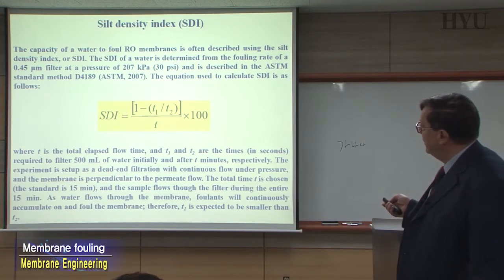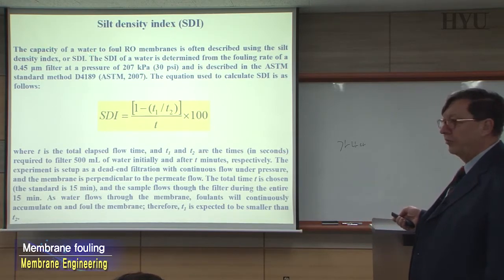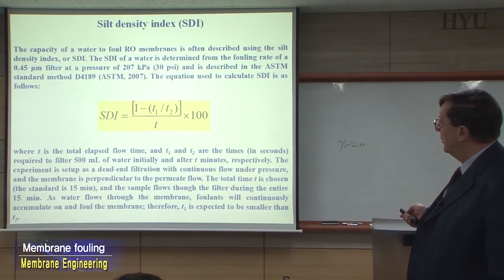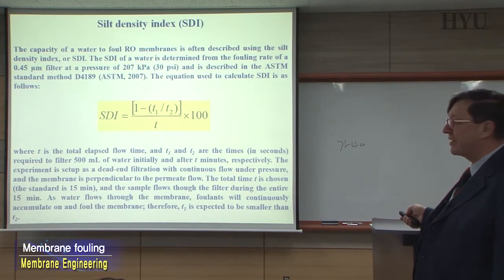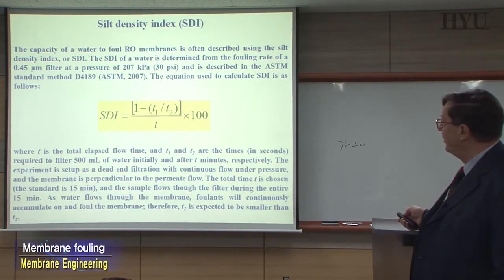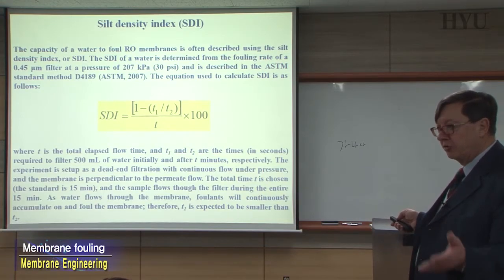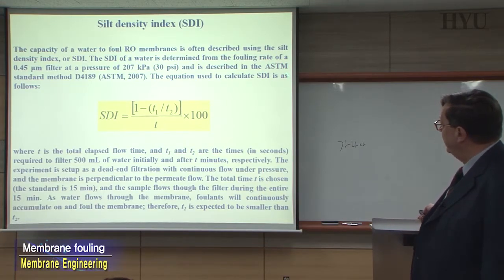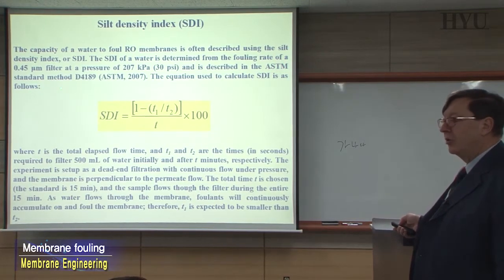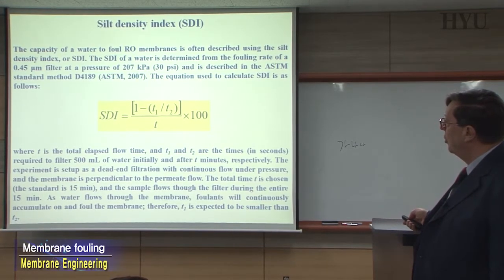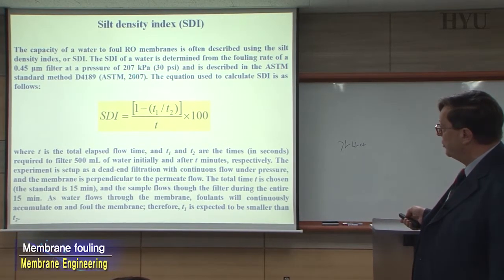This silt density index is the capacity of the water to foul the membranes following this kind of determination. You have to use a 0.45 micron filter at a pressure of 207 kilopascal, 30 psi, all very well standardized, room temperature, 25 degrees centigrade, and this is an ASTM standard method. You find it in the encyclopedia, in the books. It's ASTM 2007, that is the one in which it has been published, and it is D4189.